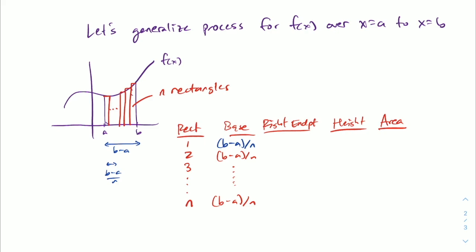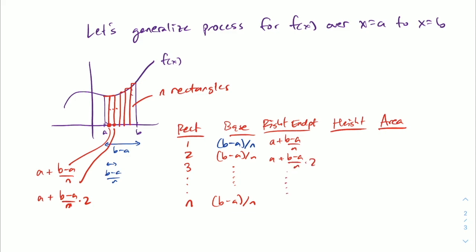Now we look at the right endpoint. The first right endpoint here is one subinterval width over from a. So this point here is a plus b minus a over n. And then the next right endpoint is going to be a plus b minus a over n times 2, because I'm going to move two subintervals over from a. So my first right endpoint is a plus b minus a over n. My second one is a plus b minus a over n times 2.